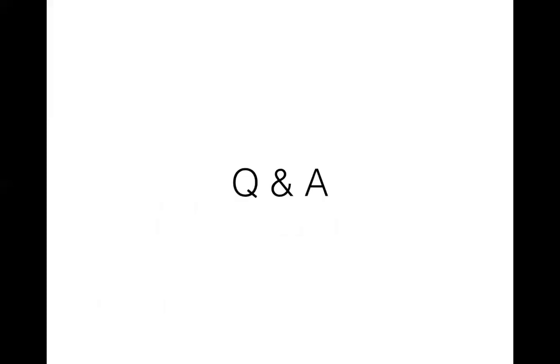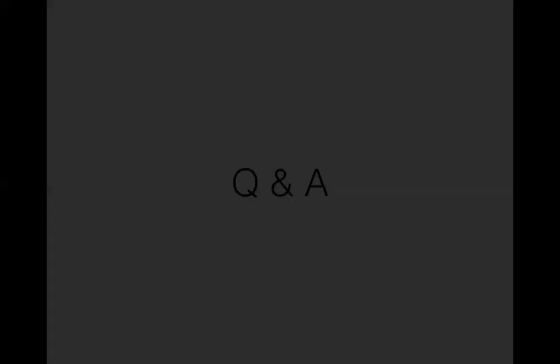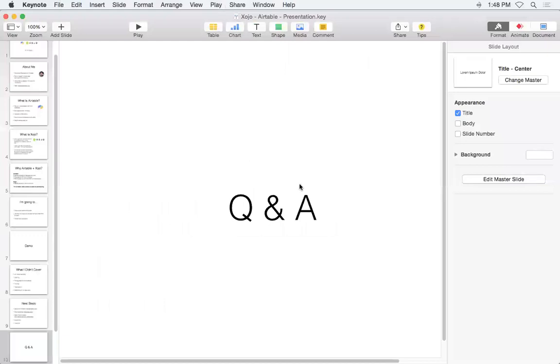So with that, I guess I'll open up Q&A. Let's take a look. Let me scroll up here. We'll start at the top. Is the database relational? If so, how do you show the related data?